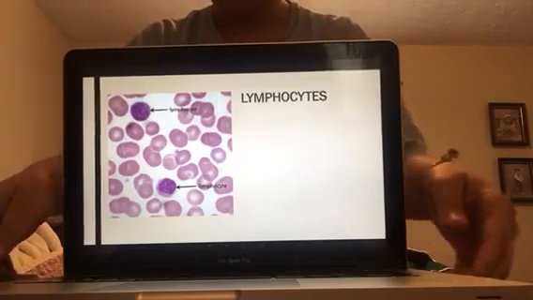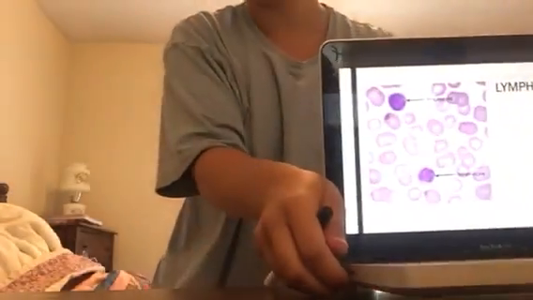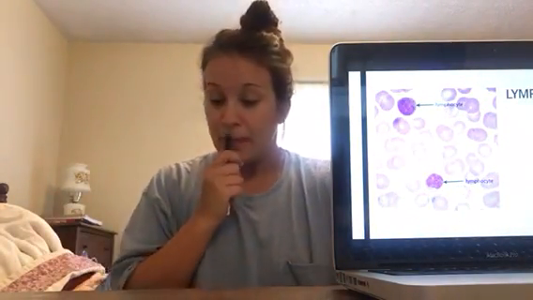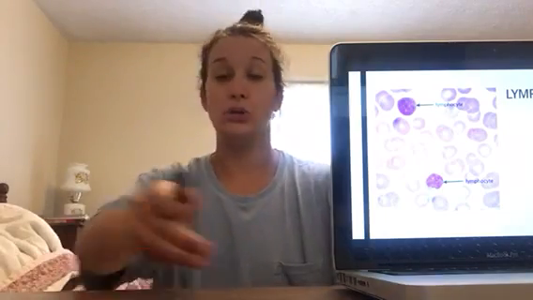These are involved in specific immune responses, and these specific immune responses do include antigen to antibody reactions. So that is what our lymphocytes do. So now we're going to move on to our monocytes.